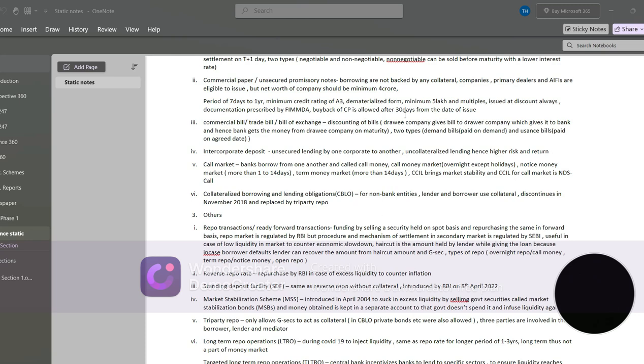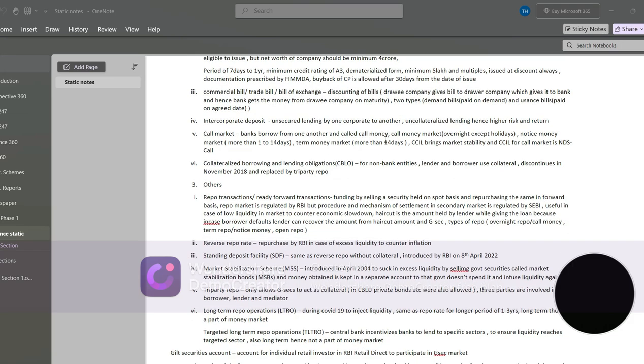Like for example, if a drawing company gives you the bill and says that they will pay you on this date, but then you want immediate funds, then what you do, you give this commercial bill to the bank, and then that bank on maturity collects that amount from the drawing company, and meanwhile the bank gives you the required amount whichever you want immediately. So that is what happens.